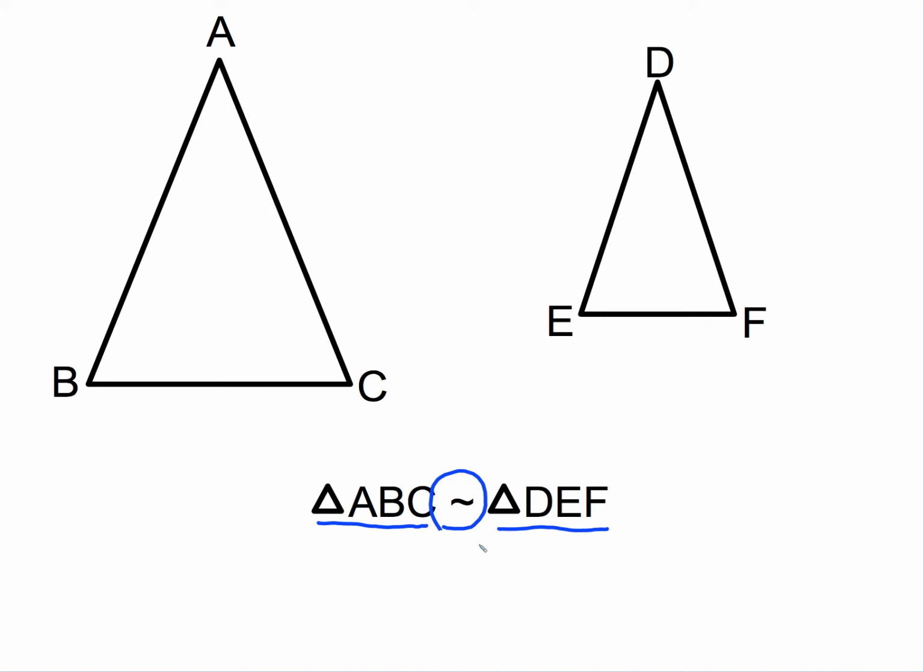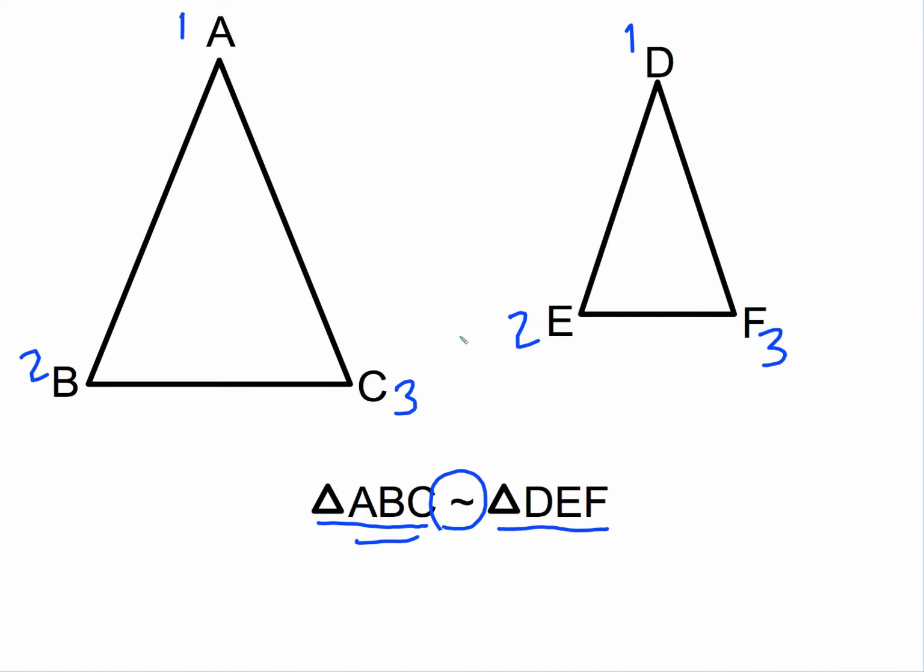That's important for a few reasons. Number one is similar to. That means that you have two triangles or two shapes, whatever the shapes are, that are proportional. It's just that one is bigger than the other. It's also important to pay attention to the order of the letters. This is saying triangle ABC is similar to triangle DEF.